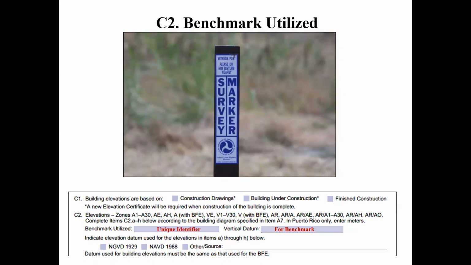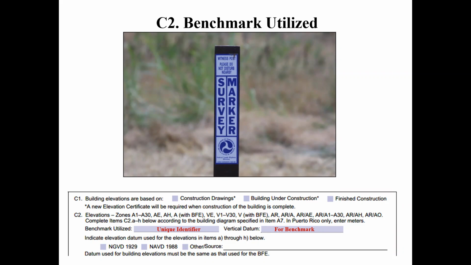So they're kind of all over the place, but every benchmark should have a unique identifier number, and then you can find them registered on the National Geodetic Survey website. So this is very helpful. All this new technology, we can now verify benchmarks in a much more efficient way. So we should definitely have a unique identifier on that line, and absolutely check the vertical datum and make sure it's in line with the rest of the vertical datums that are used on the elevation certificate, whether that means you have to convert them or not.